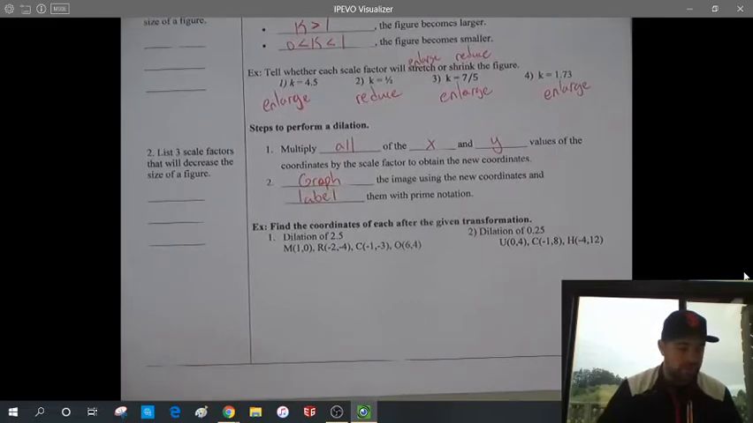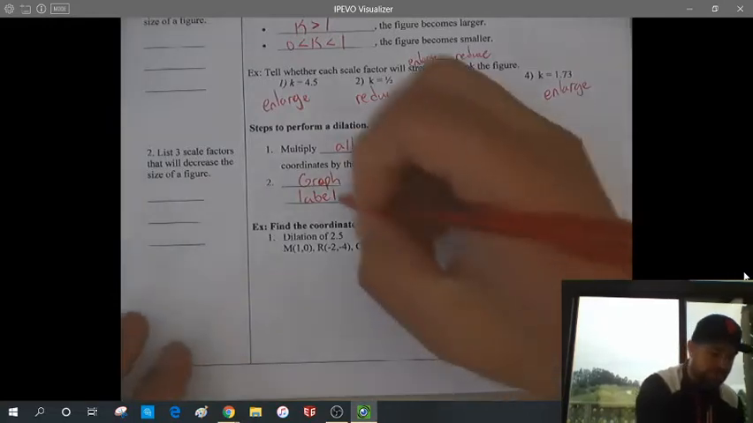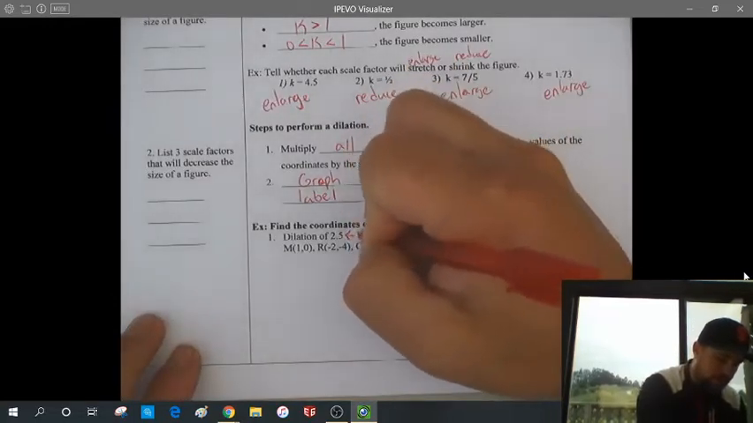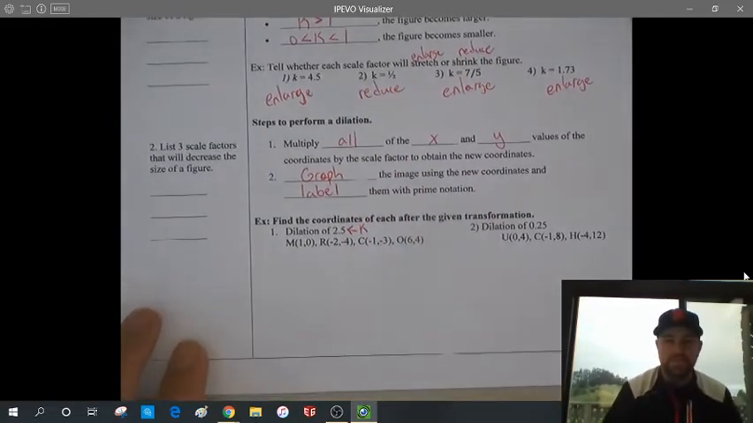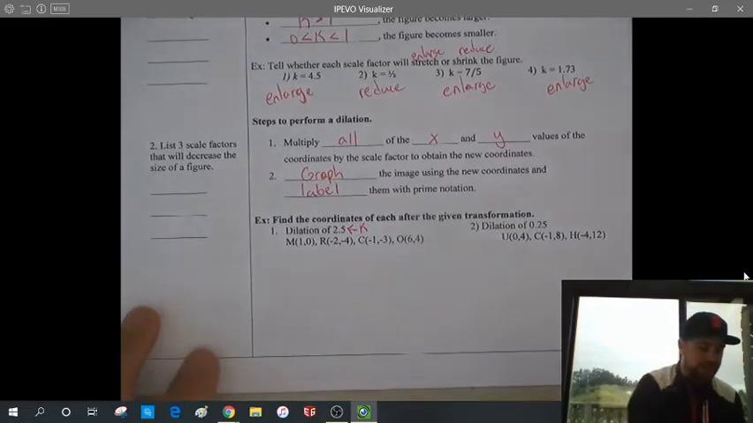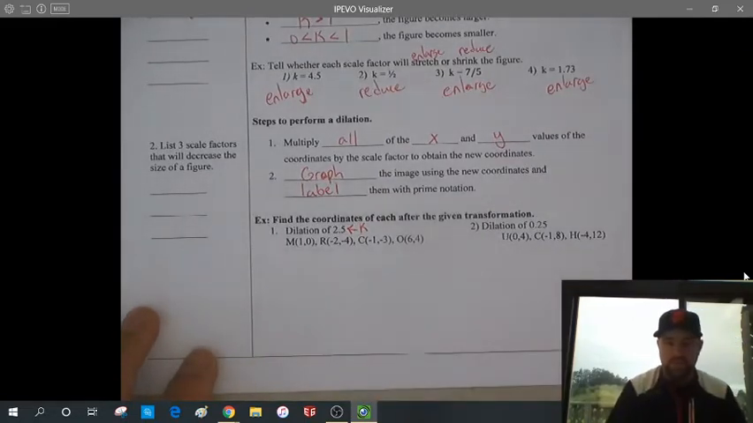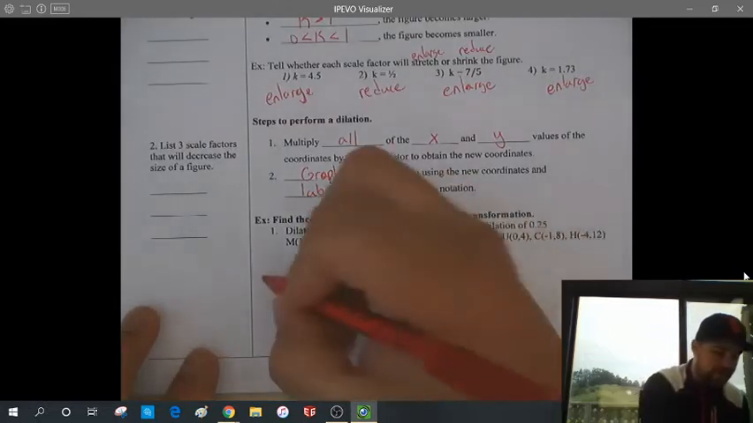So for this first set, we don't have the graph, but we're just going to make a dilation on the coordinates themselves. Find the coordinates of each of the given transformations. So first we have a dilation of 2.5. This 2.5 here that we're being told, that's k. So that's the scale factor that we're going to use. And for each of our points, all of the x and the y values, we're just going to multiply by that scale factor of 2.5.